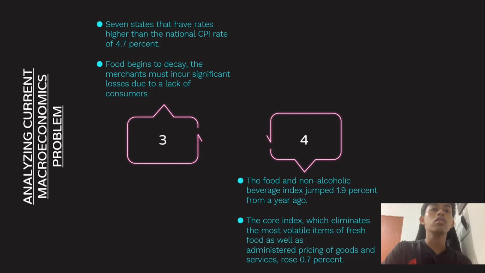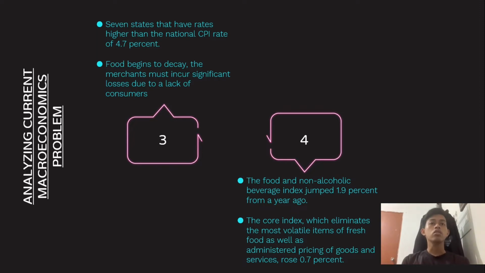That is because they can't last very long, and it was during the MCO period. When food begins to decay, the machine must incur significant losses due to a lack of consumers. As a result, the solution is for merchants to increase the price of food in order to recoup the advantage.